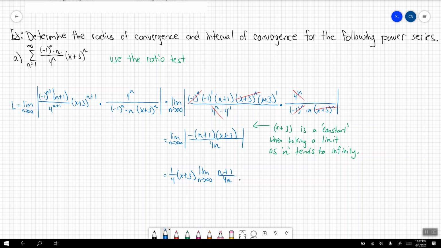Multiply both numerator and denominator by 1 over n. So that's 1 over n, that's going to be 1. 1 over n here, that's going to be just 4. And 1 over n here, that's going to be just 1 over n. This is going to tend to infinity. This tends to 0, which means the limit here, we should only be left with the 1/4.